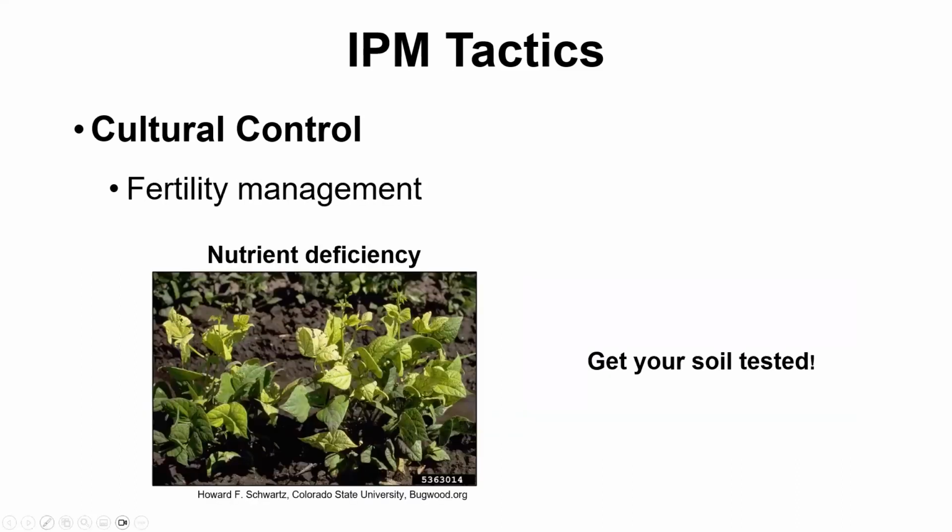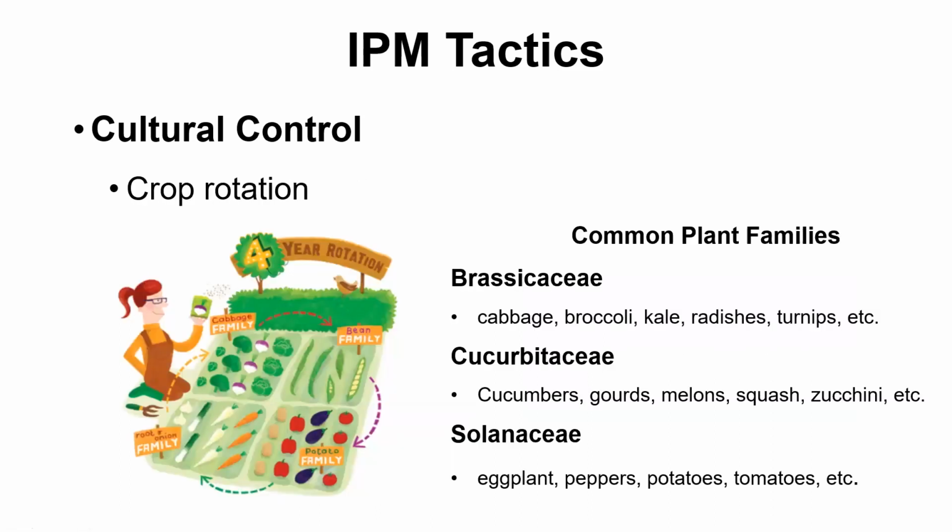Another cultural control is fertility management. A fertility issue is considered a disease. These bean plants definitely have some nutrient deficiency. If you see plants that are chlorotic, meaning their leaves are not as green as they're supposed to be, it's time to get your soil tested and see what's going on. Because this plant is going to be more susceptible to disease and more prone to insect infestations. Healthy plants are stronger plants.